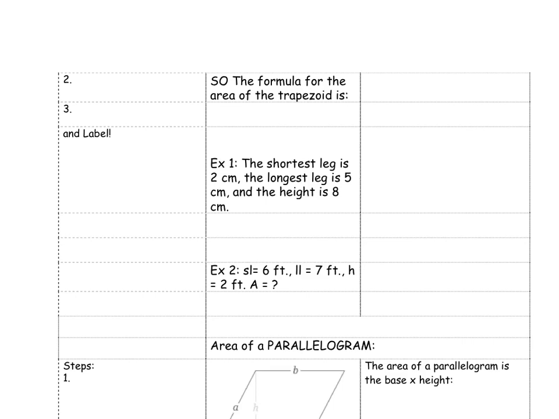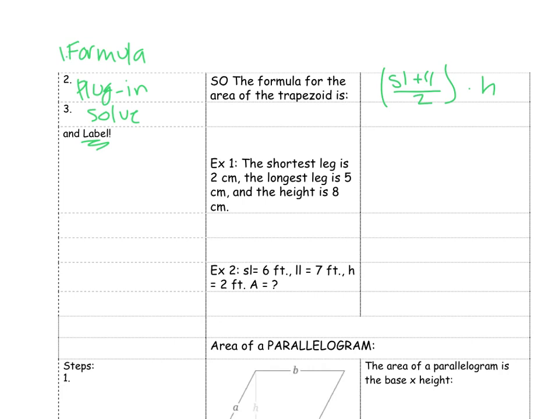So again, the formula for a trapezoid is the short leg plus the long leg divided by 2, all multiplied by the height. And then our steps, again, are finding the formula, then plugging in what we know, then solving, and labeling. So let's look at an example.